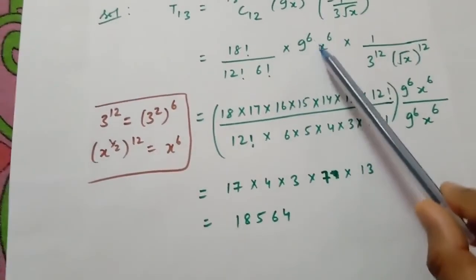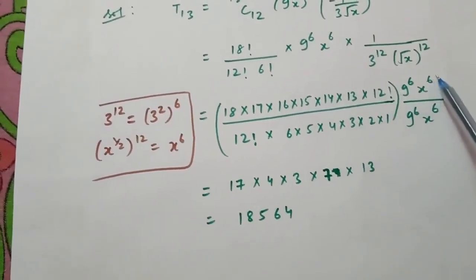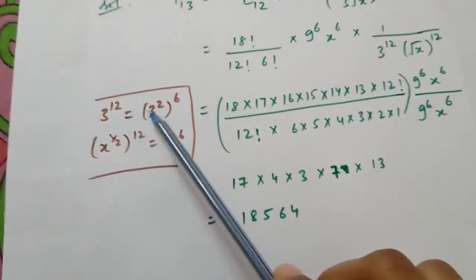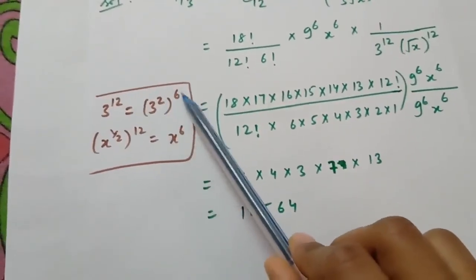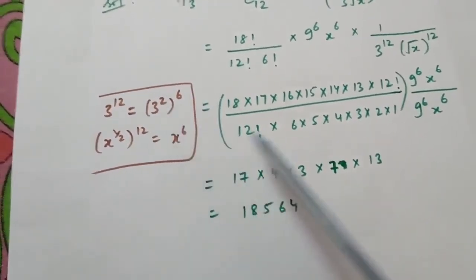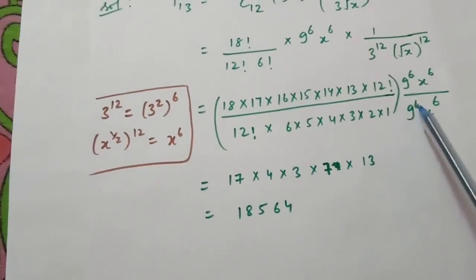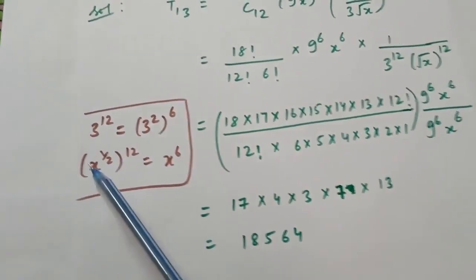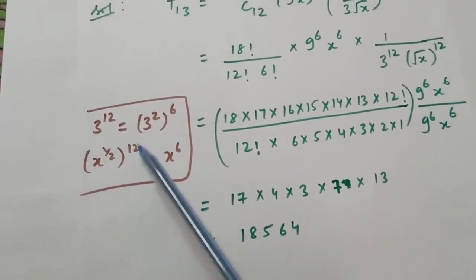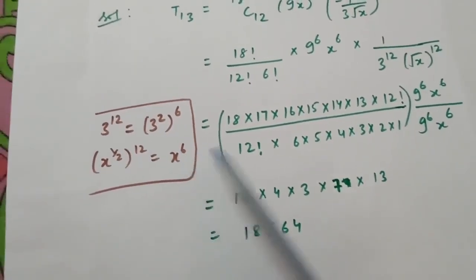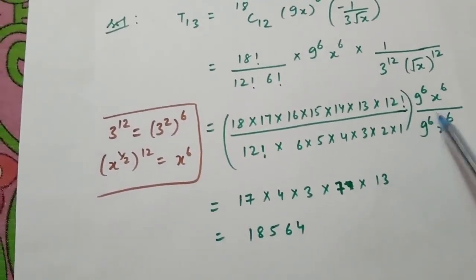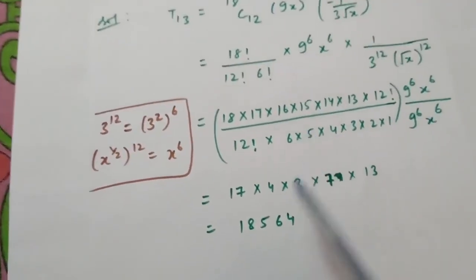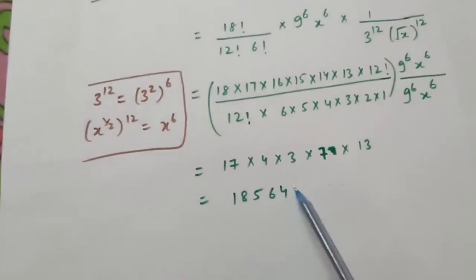This is the same 9 raised to the power 6, x raised to the power 6. Now say this 3 raised to the power 12, we can write it as 3 square raised to the power 6, and 3 square is 9. So writing this as 9 raised to the power 6. Also root x is x raised to the power 1 by 2 whole raised to the power 12, so it will be equal to x raised to the power 6. So cancel this, right? Now when you solve this part, the answer will be this, right?